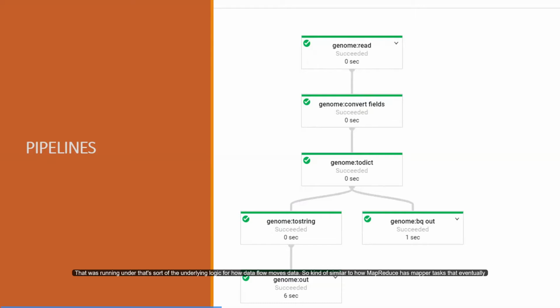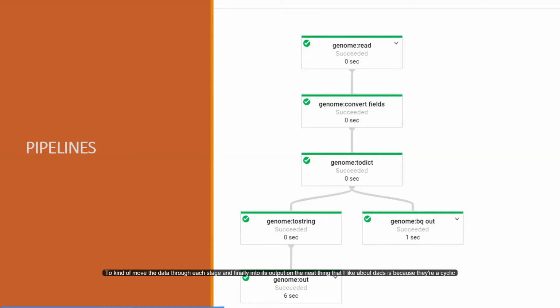It's similar to how MapReduce has mapper tasks that eventually reduce down. The way a DAG works is it has what's referred to as nodes, and those are these individual tasks or squares here. Each one is directed to move on to the next one in each of the API calls that I have, to move the data through each stage and finally into its output.